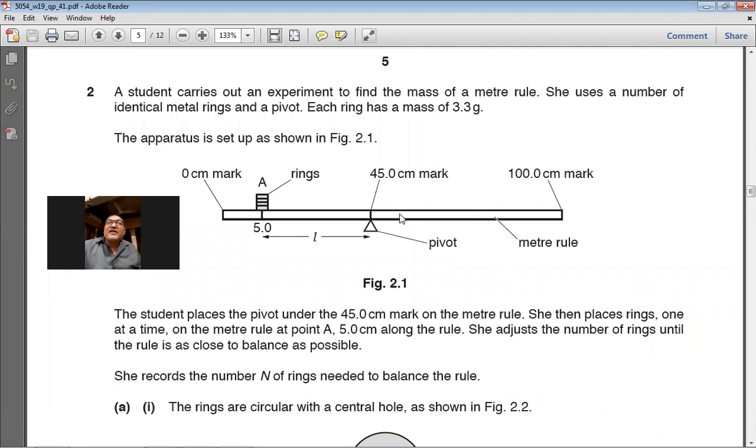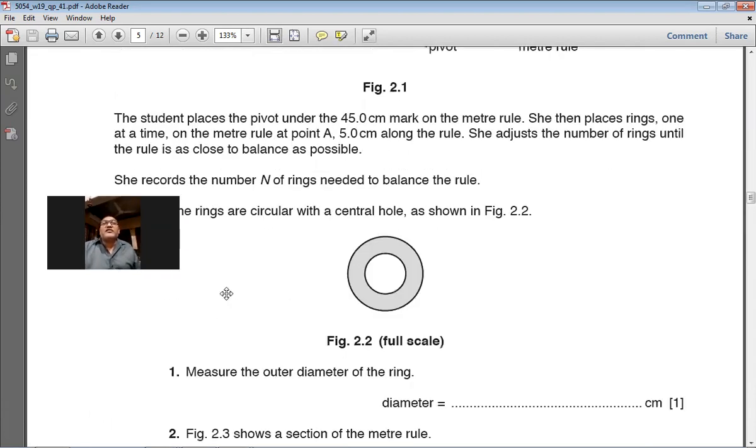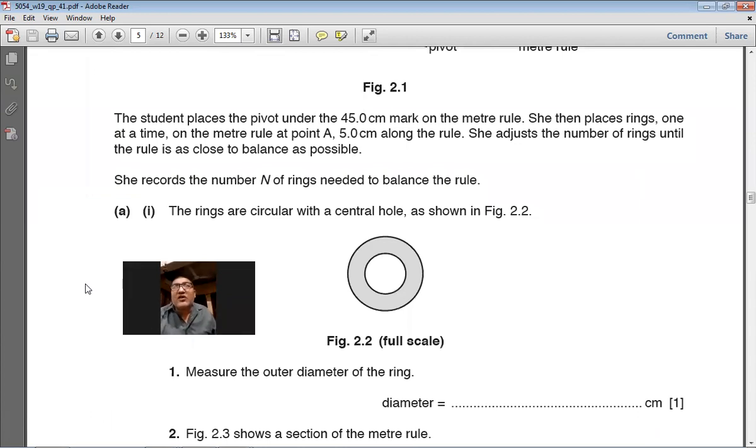And here somewhere we will have the center of gravity. The center of gravity will be at the mark of 50 centimeter. So the distance between the center of gravity of this meter rule and the pivot is 5 centimeter. The student places the pivot under the 45 centimeter mark on the meter rule.